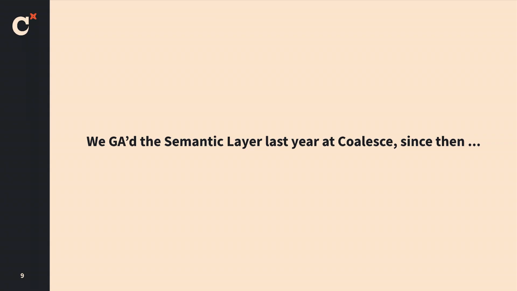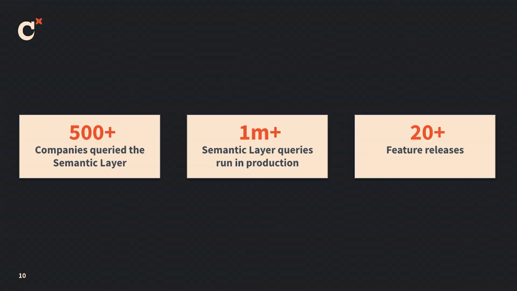Now let's chat about where we are in this journey since we GA'd the semantic layer last year at Coalesce. Since then, over 500 companies have queried the semantic layer. 1 million semantic layer queries have run in production, and we've had over 20 releases. We're thrilled with this momentum and have learned a lot since we launched. I want to share those learnings with you as they are directly related to our roadmap and what we plan to build with the semantic layer in the coming year.